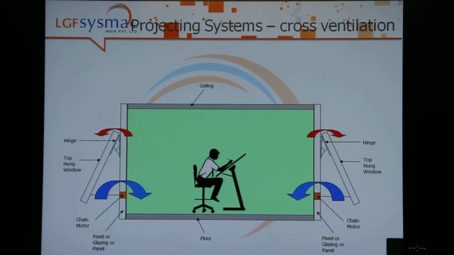Now we can see how it will work. Due to friction, when you open the top hung window, the friction hinge location will be like this. So warm air will come out, and due to this portion the cold air will come inside. So the room temperature will decrease when you open the window.